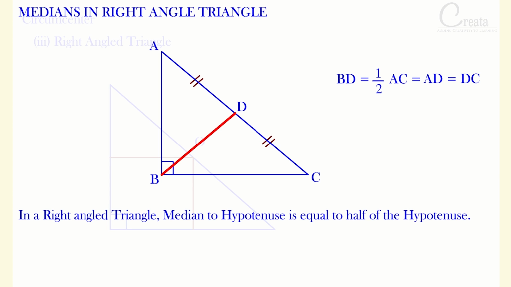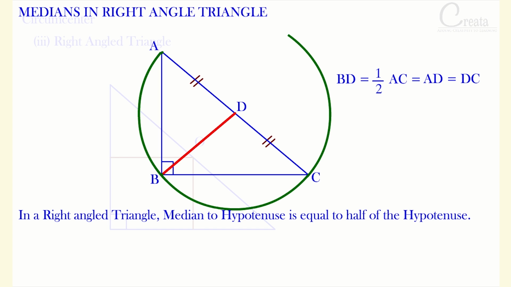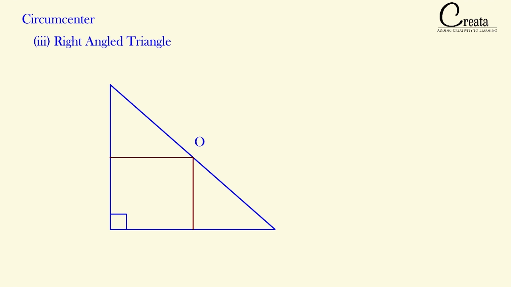So this concept we have already covered in the median. We can compare both of these concepts. Both of these concepts are exactly the same. Okay, getting the point? The point D, that is the midpoint of the hypotenuse, is the circumcenter. We can form a circumcircle from this point D as a center. This is the circumcircle that we can form. Slightly a tricky concept. Moving further.